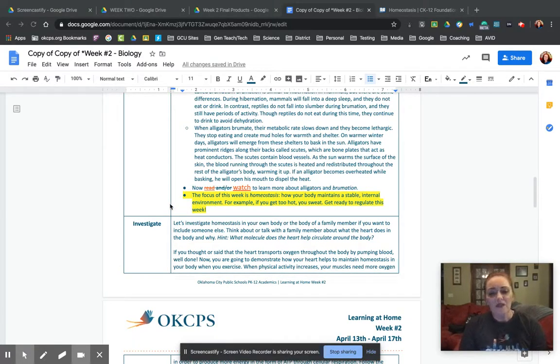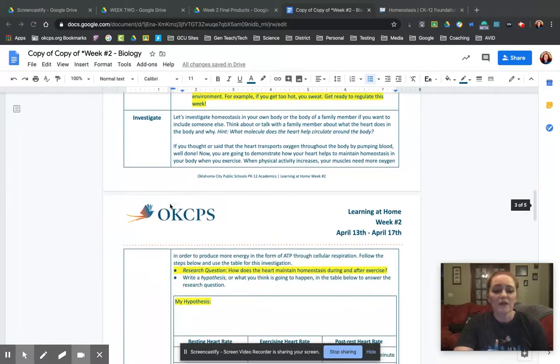The focus for this week is homeostasis. So as you go through these lessons, make sure that you are consistently going back to that idea. Think about how one organism's version of homeostasis is similar or different to your own.